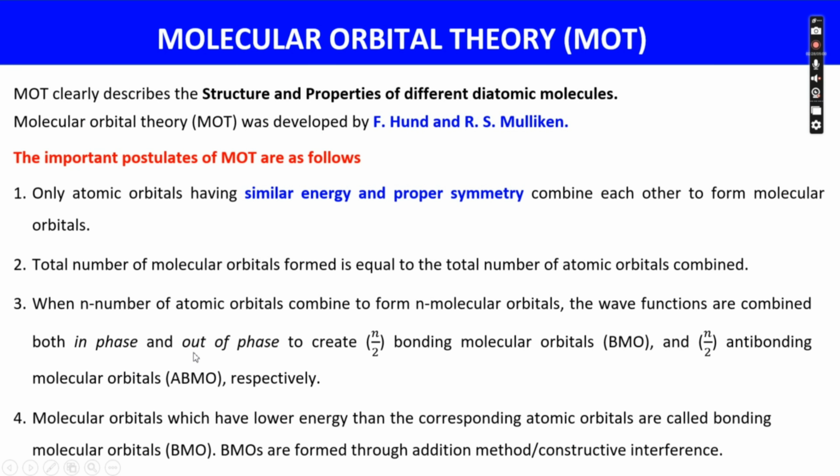What is a bonding molecular orbital? Molecular orbitals which have lower energy than the corresponding atomic orbitals are called bonding molecular orbitals. Bonding molecular orbitals are formed through the addition method or constructive interference.